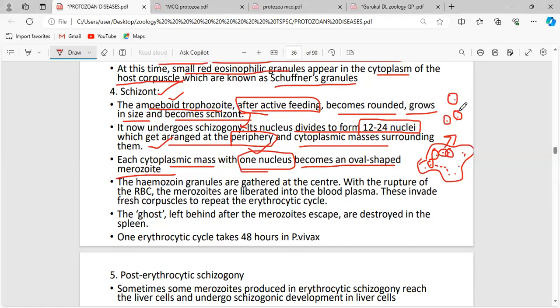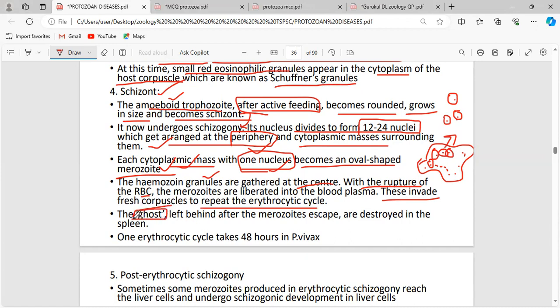This is schizogony. Now, each cytoplasmic mass with one nucleus becomes oval shaped, like this merozoite. And now the hemozoin granules gather at the center, and with the rupture of the RBC, the merozoites will be liberated into the blood plasma. Again, they are going to invade fresh RBCs to repeat the erythrocytic cycle.